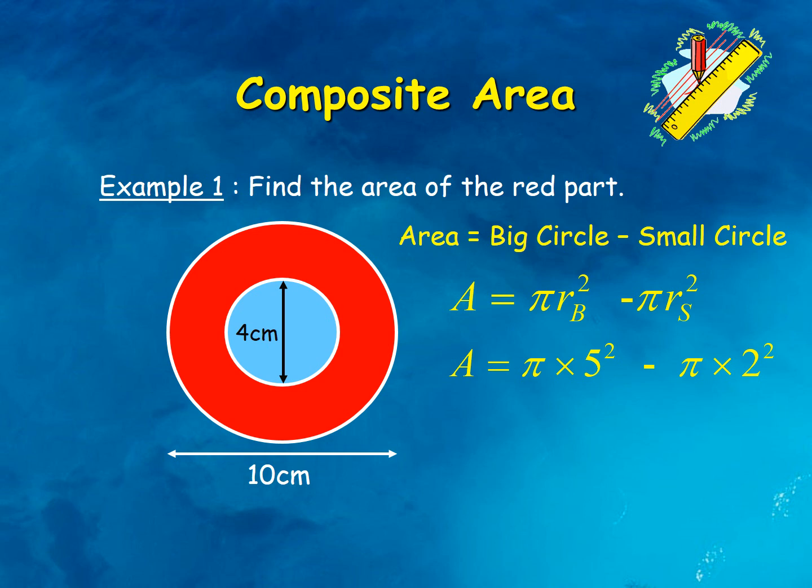So pi r squared means pi times 5 squared minus pi times 2 squared, because the smaller circle's radius will be half of this diameter, it will be 2. So this will be 25 pi minus 4 pi. So 25 pi minus 4 pi will be 21 pi. So the area of the red part will be 21 times 3.14, approximately 66 centimeters squared, will be the area of this red part.